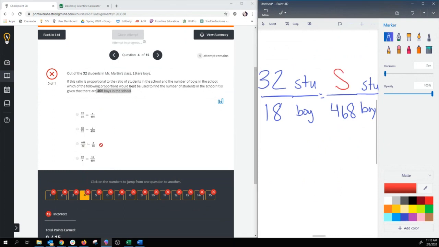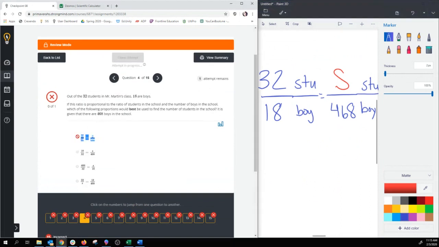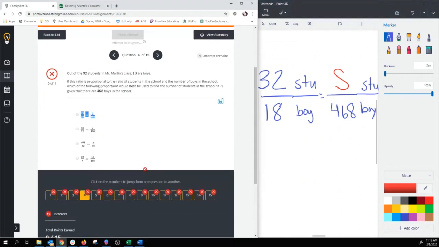All right. So now all we have to do is pick the proportion that looks identical to this one. So 32 over 18 is equal to S over 468. So make sure that you double check it to make sure that your numbers are in the right order here. And then let me know when you're ready to go on to number 5.